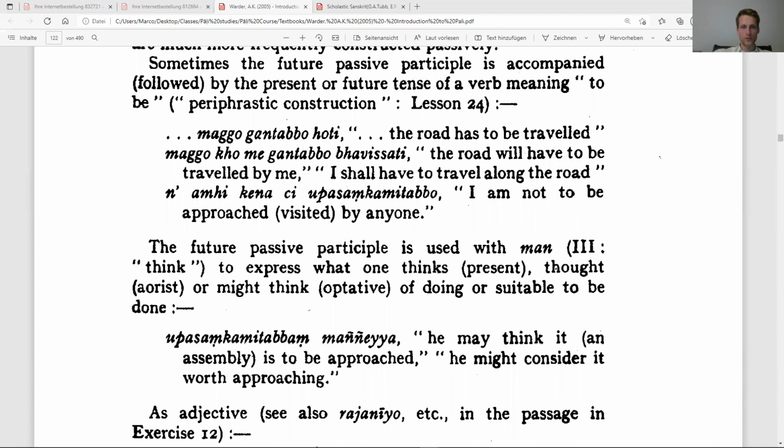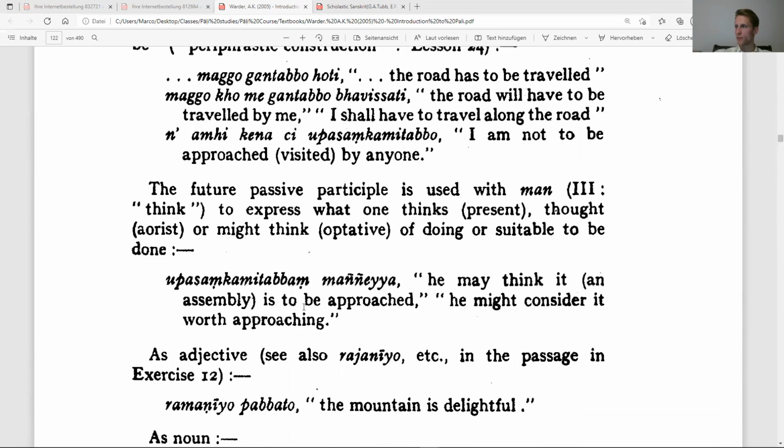The future passive participle is also used with maññati, think, to express what one thinks: thinks in the present tense, thought with the aorist, or might think as the optative, of doing or suitable to be done. Upasankamitabbanti manneyya, he may think, manneyya, it is to be approached. Upasankamitabbam, he might consider it worth approaching.